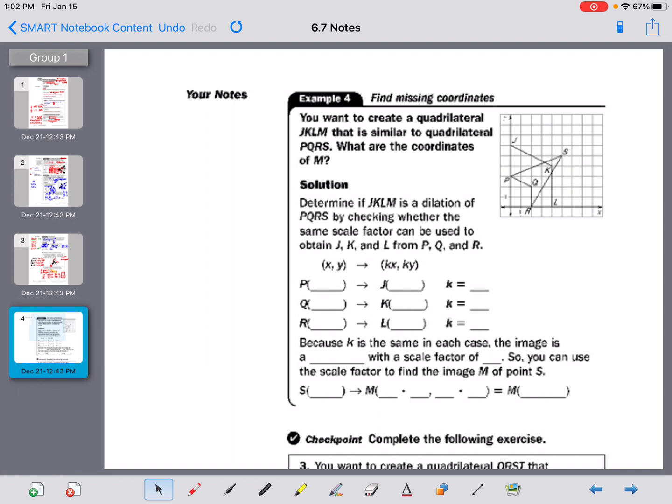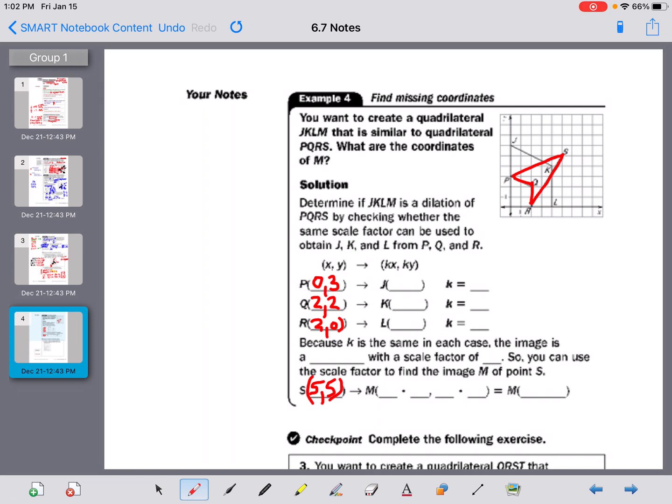Okay, so just so you kind of understand where we're at here, I have PQRS. It looks kind of like this, I don't know, like a little arrow or something. So it looks like P is at (0, 3). Q is at (2, 2). R is at (2, 0). And we'll keep going. S is at (5, 5). Okay. So I found all my coordinates of PQRS.